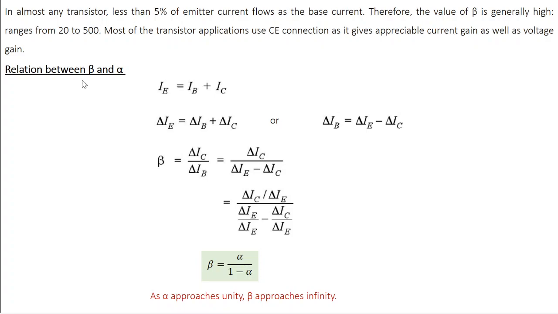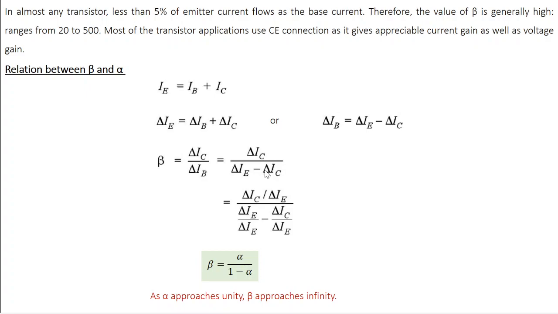What's the relation between beta and alpha? So we know the fundamental equation IE equal to IB plus IC. From this I can write the change in emitter current, delta IE, equal to change in base current, delta IB, plus change in collector current, delta IC, or delta IB equal to delta IE minus delta IC. Now beta is delta IC by delta IB. Instead of delta IB, now I can write delta IE minus delta IC.